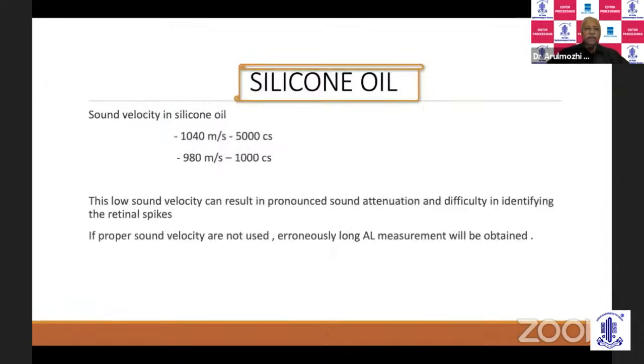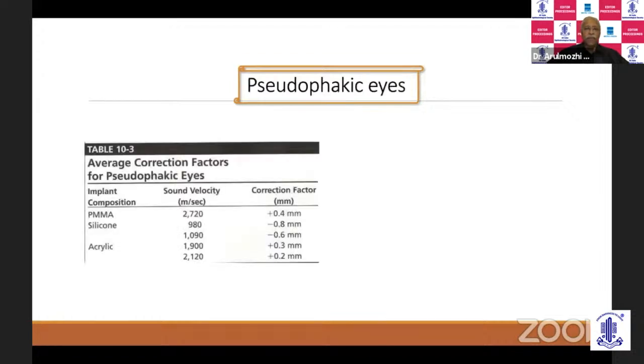Silicon oil filled eyes, check out what kind of silicon oil was put in, 5,000 or 10,000 centistokes or higher than that. Each one of these has got a different velocity of propagation of sound. So that has to be entered in to get accurate values. Pseudophakic eyes, if you're ever going to do them, please check if the lens is PMMA, silicon, acrylic, hydrophilic, and you'll have to enter appropriate correction factors.